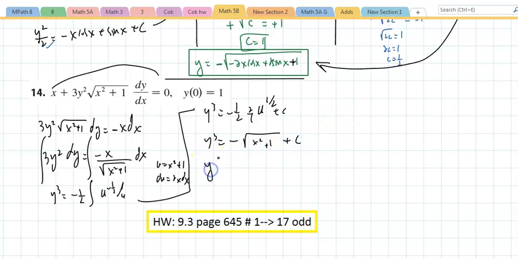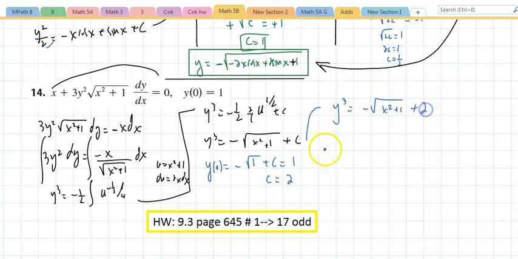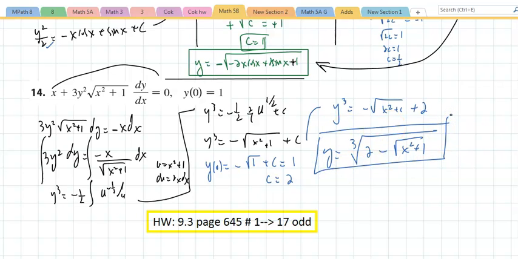And y would equal, now I could find c right now, since it's an odd power, the cube root of 2 minus the square root of x squared plus 1 would be the solution. Now we are going to stop here. Again, there are a couple of applications I would really like to touch on, but this is as far as we're going to go. And your homework is 9 through 17.